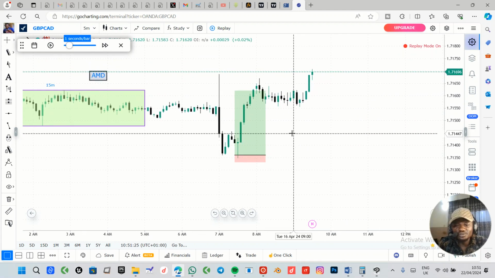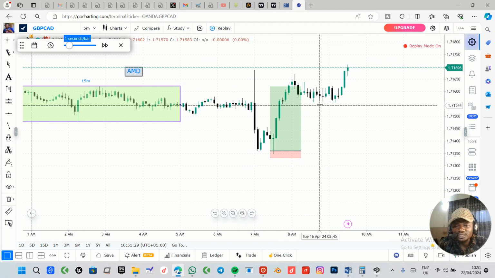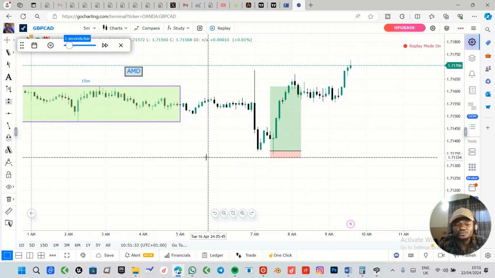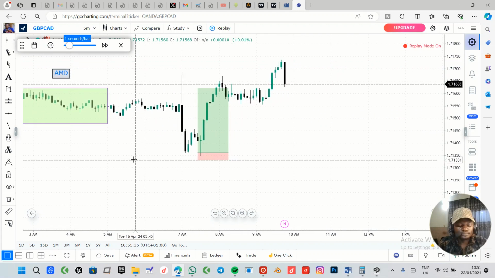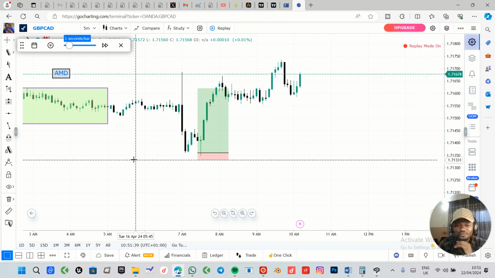Okay, so you see how simple this thing is, guys, if you only know how to correlate these things and derive meaning from it. Okay, so let's play and see what price will do in the nearest time.